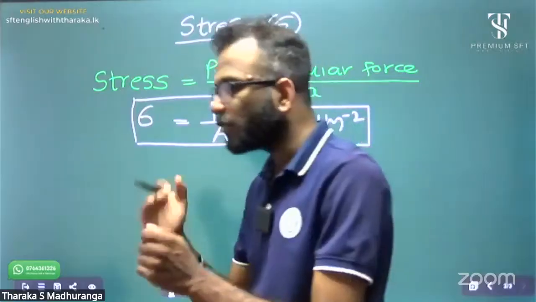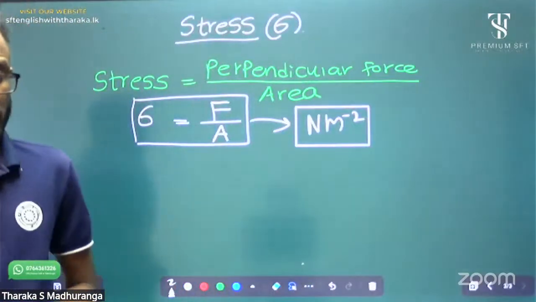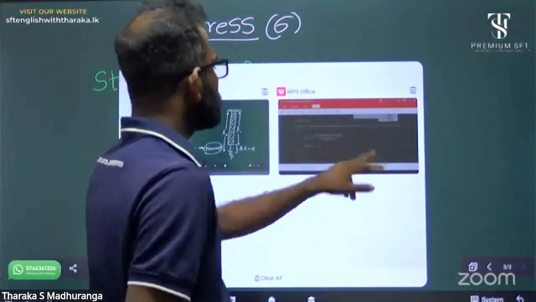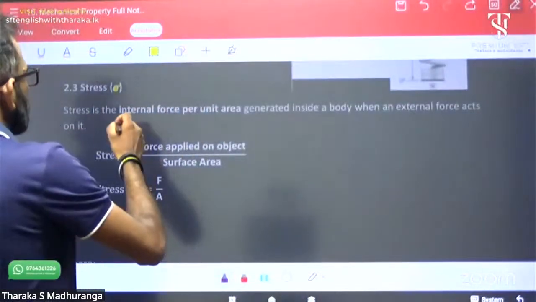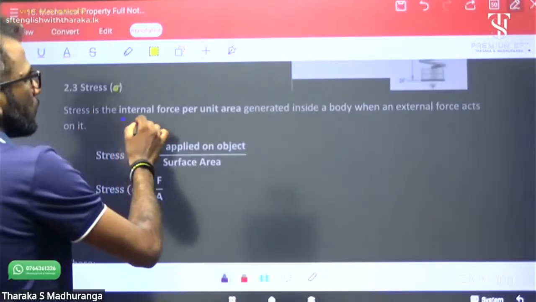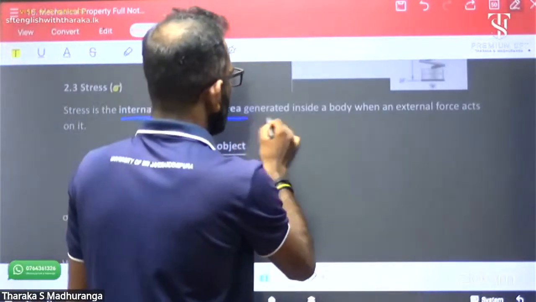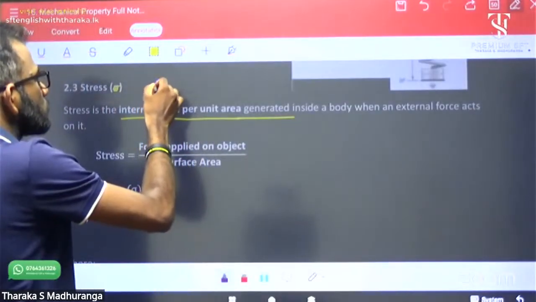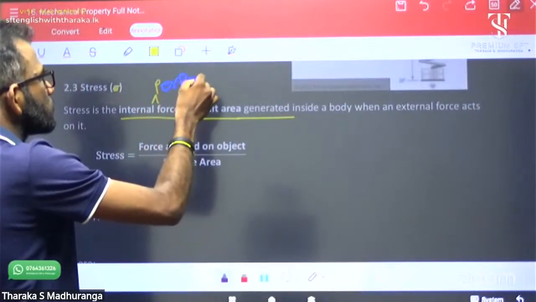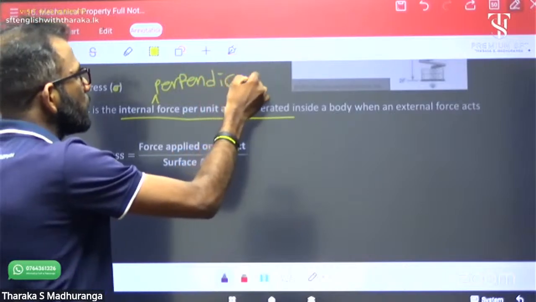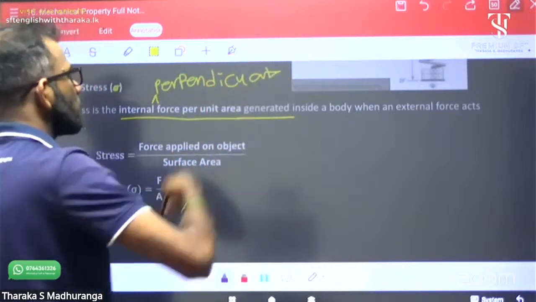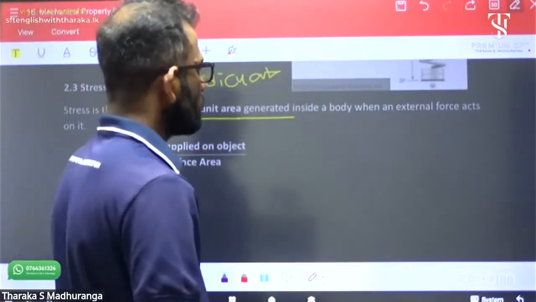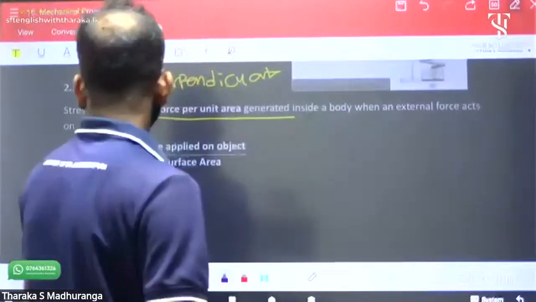Okay, that's the meaning of stress. What's the definition? The perpendicular force applied per unit area. If you want, you can add the internal perpendicular force. Please add the word perpendicular: the perpendicular force per unit area generated inside the body when an external force acts on it.